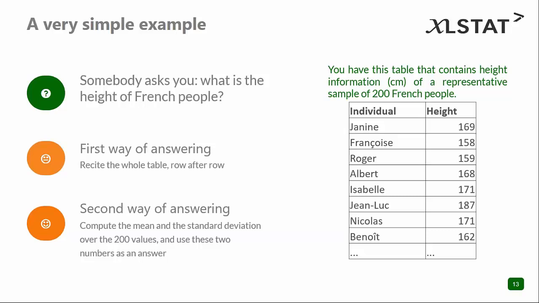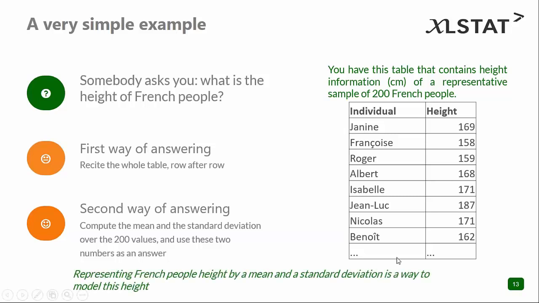Of course you are losing some precision in providing these two numbers. There's some information that you lose, some specific information on each and every French person. But what is gained on the other side is that you only need to have two numbers to have a global overview of French people height. So this is a way of modeling data. Representing French people height by a mean and a standard deviation is already a first way to model this height. We are summarizing things using two very simple numbers.